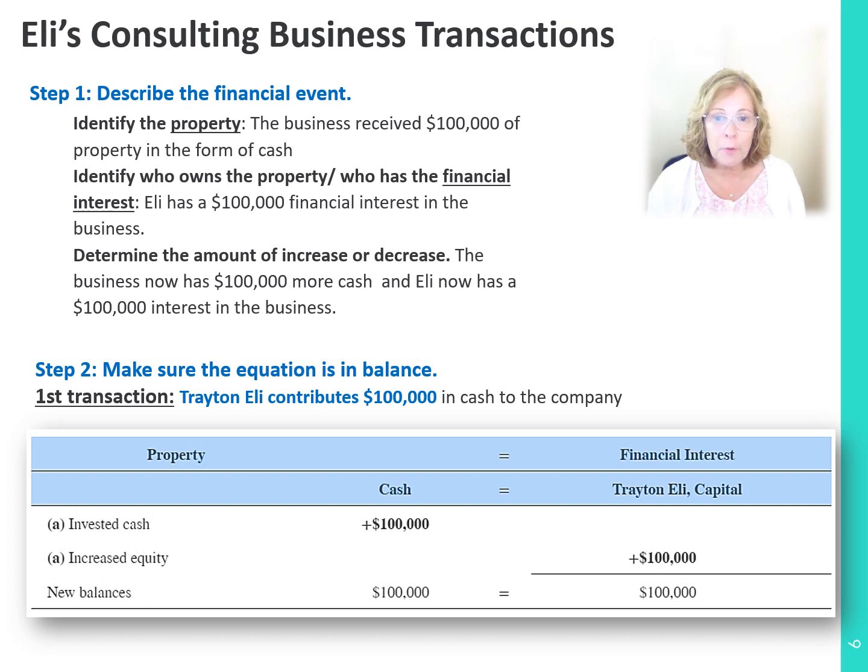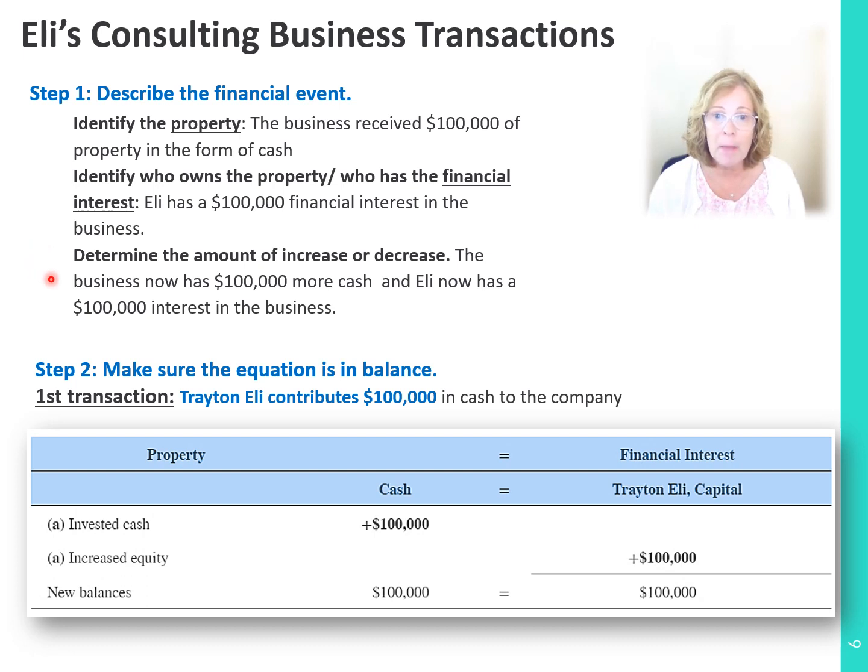We'll now look at the first business transaction for Eli's Consulting. There are two major steps to analyzing the business transactions. We first describe the financial event by identifying the property, which in our case is that the business received $100,000 in the form of cash. Then we identify who owns the property, who has the financial interest. And for this transaction, Eli has a $100,000 financial interest in the business.